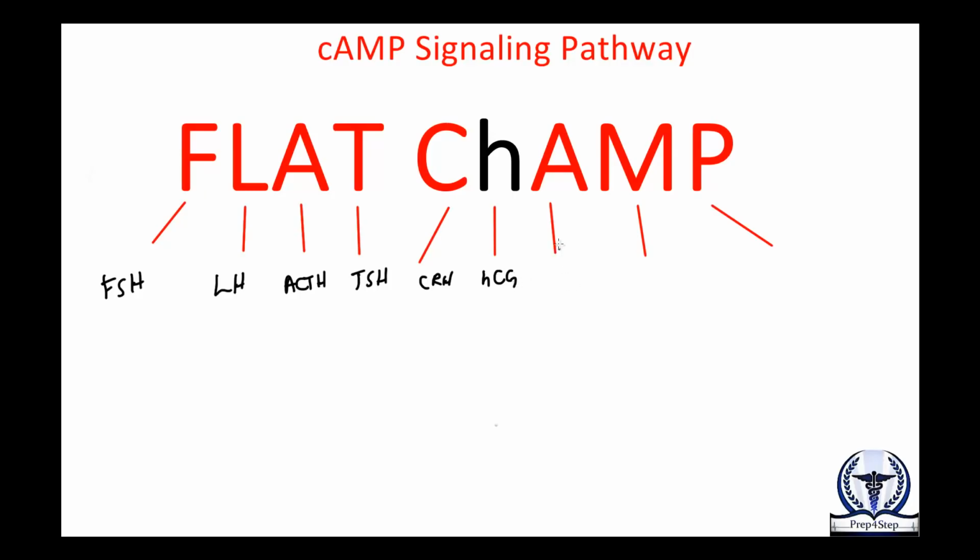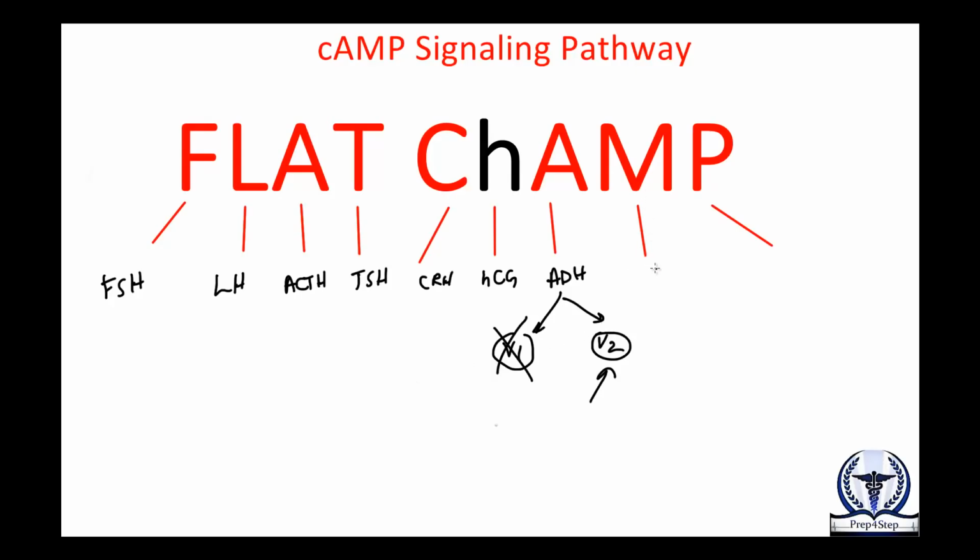HCG. The A stands for ADH, but ADH, also called vasopressin, has two different types of receptors. One is V1 and the other receptor is V2. V1 is vasopressin type 1, which works in the vessels, causing constriction of the vessels, hence the name vasopressin. The V2 works in the kidneys, and it causes a function in the kidneys. This is the one that we're talking about. The V1 does not work with cAMP.